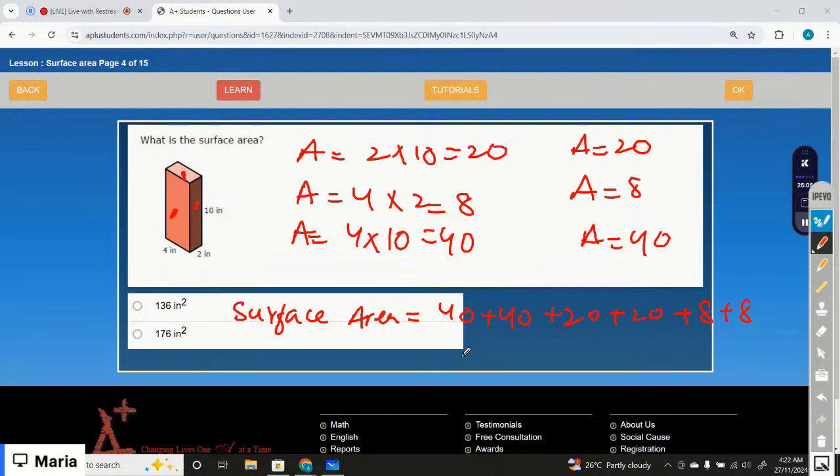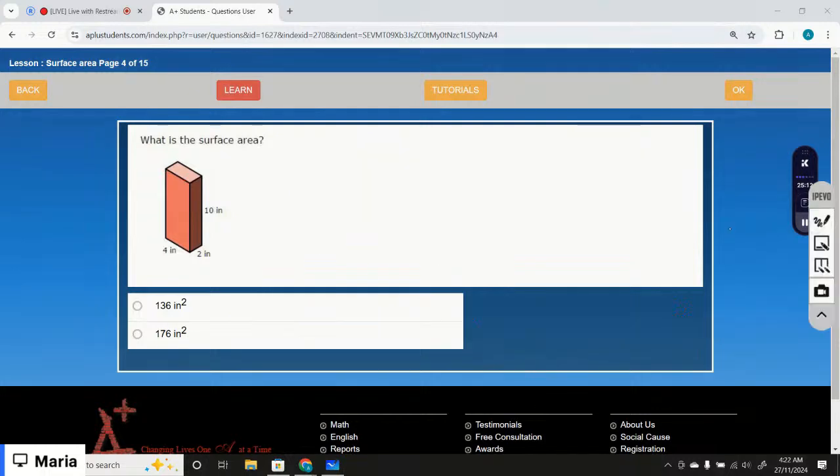The correct option is 136 inches square. Option number 1 is the correct option. That is 136 inches square. Got it? Any question, you can please ask if you have any.